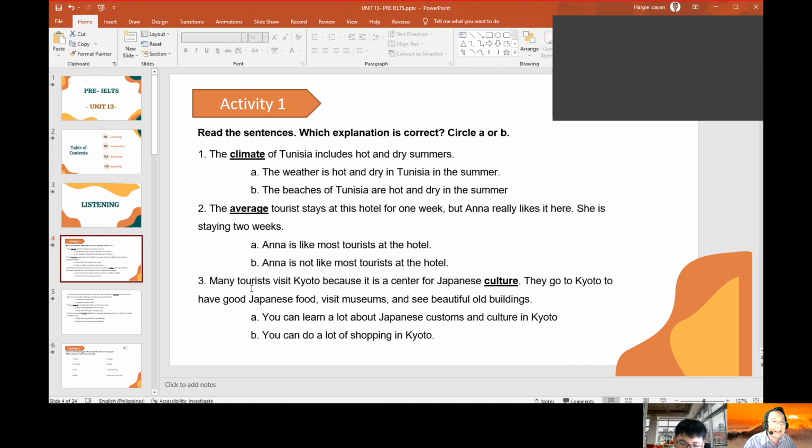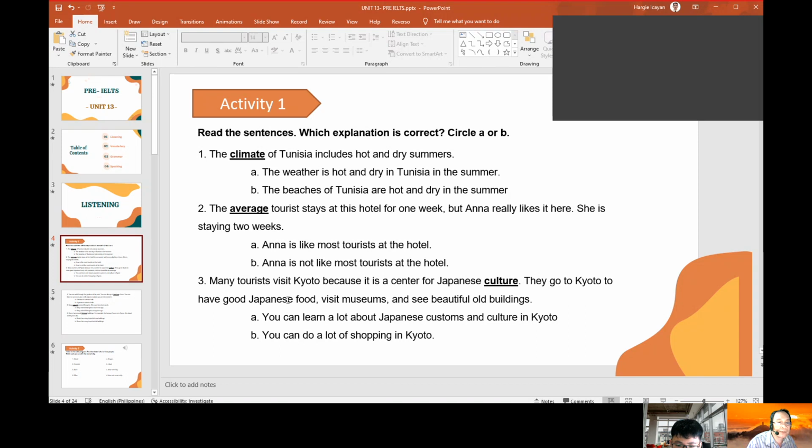So Anna is not like most tourists, do you think? Anna is not like most tourists at the hotel. Why is it? Because average tourists stay at this hotel for 1 week, but Anna is staying for 2 weeks at the hotel. Yes. Okay. Next, number three.